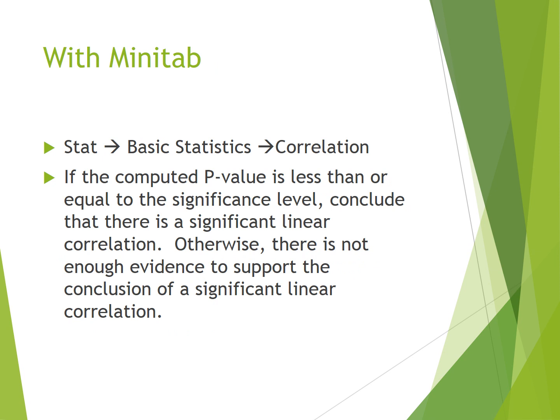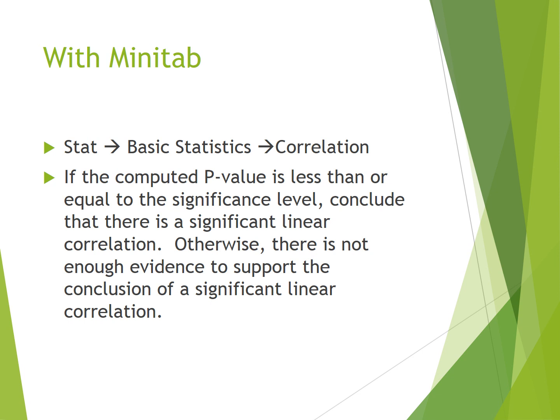So R determines the strength and the direction of the linear relationship. Using Minitab, we go to Stat, Basic Stat, Correlation. You input the values, and it's going to give you an R value, called the correlation coefficient, and it's going to give you a p-value. For the R, you're looking for values between 1 and -1. The closer the value is to 0, the weaker the linear relationship. The closer the value is to 1 or -1, the stronger the linear relationship is.